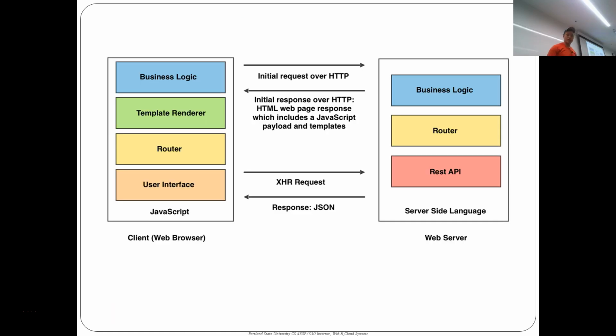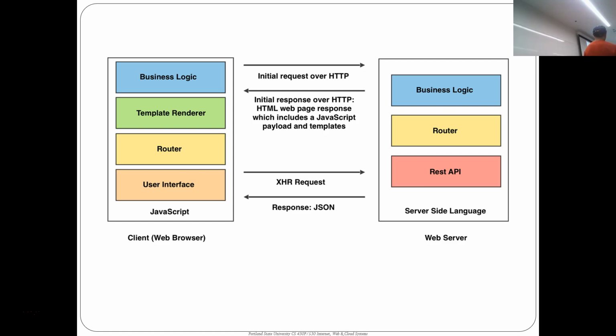This is what it looks like. In this case, I make the initial request over HTTP, and I get the whole package. It gives me the logic, the template renderer, the router, because I need to be able to route all of this stuff. It's going to give me a huge payload, and then it's going to give me the view to update, the controller logic, and all of that. So after I do this download, I'll get this.